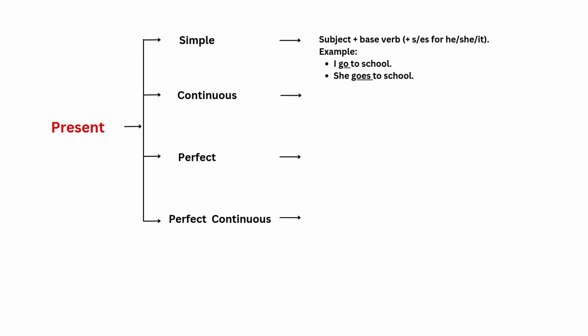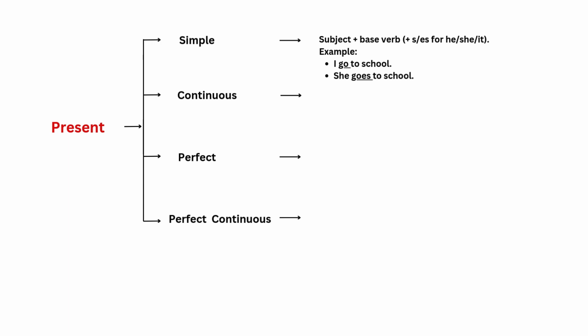Example, I go to school. Here, I go to school means that the person regularly attends school, or it's a part of their daily routine. In this sentence, I is the subject of the sentence. Go is the base form of the verb which shows the action.